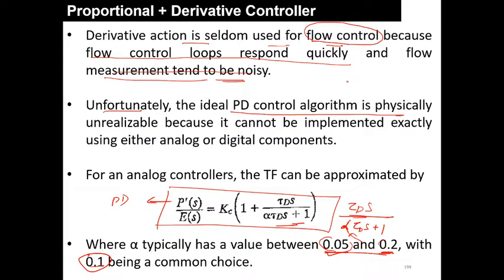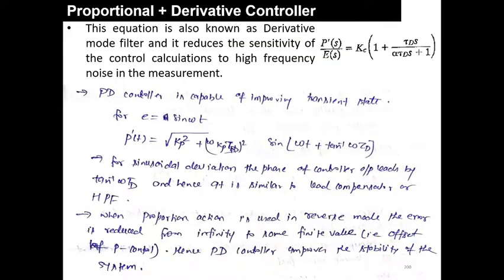Why? Due to two reasons. The first reason is the step input, which we can't take. Secondly, we are not able to implement it exactly, either analog or digital, using digital components. So for the analog controller, we generally define the proportional derivative control in the filter form. This is the transfer function of the PD controller in the filter mode.